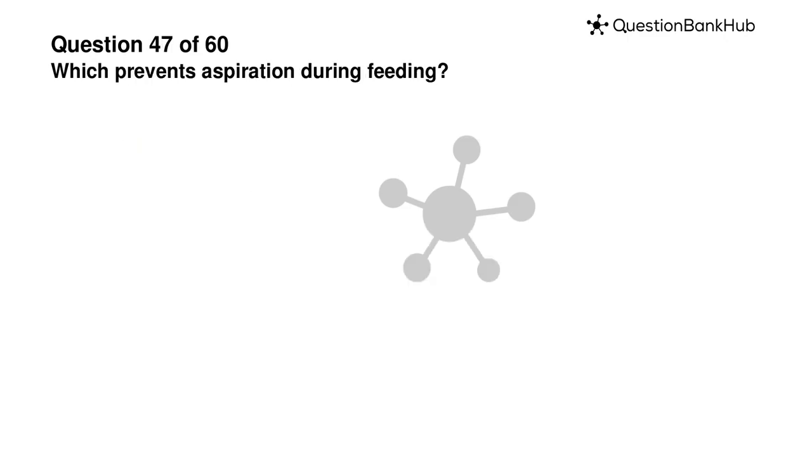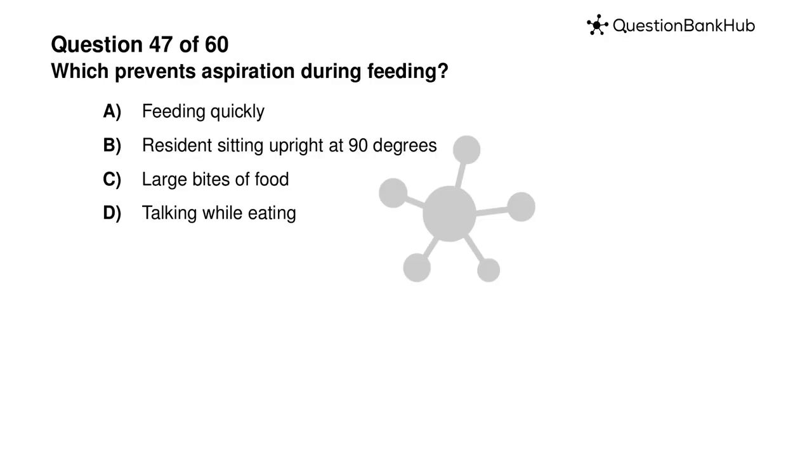Question 47. Which prevents aspiration during feeding? A. Feeding quickly. B. Resident sitting upright at 90 degrees. C. Large bites of food. D. Talking while eating.